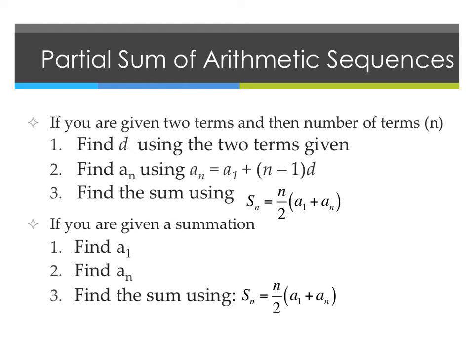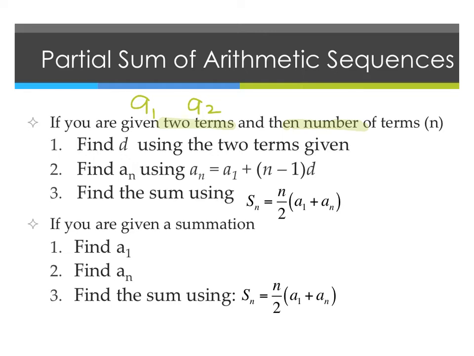So this would be if you're given two terms, like let's say A sub 1 and A sub 2, and then the number of terms, but what you don't have is the last term. So you'd have to figure out D to find out what the formula is, and then figure out the A sub n, which would be the last one, and then plug it into the sum that we just had.